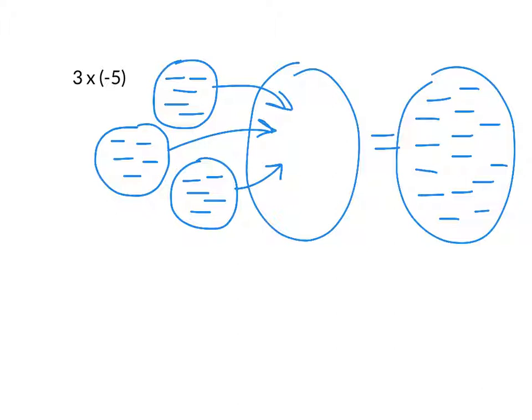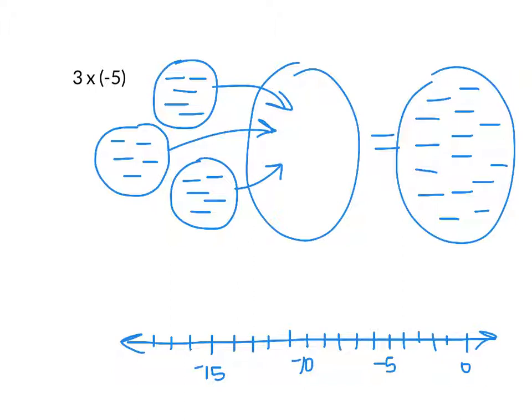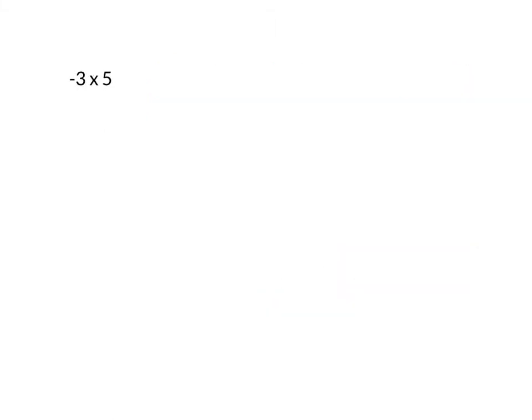So on a number line, pretty much the same thing, where we have 3 arrows that are 5 long each. This time each one is, since it's going to the left, negative 5. And so it still equals negative 15. So really the trick is, how do we do negative groups, right? So negative 3 times 5.